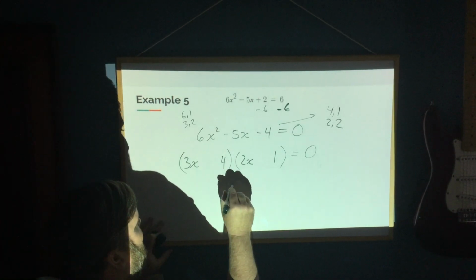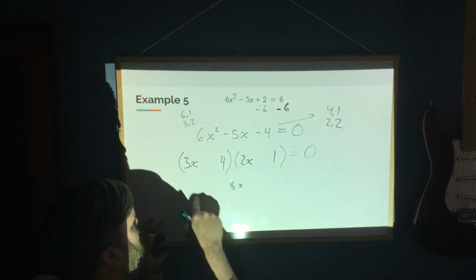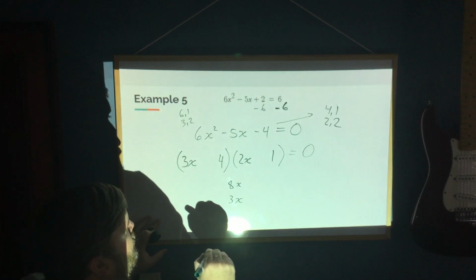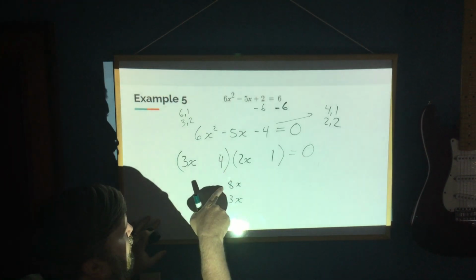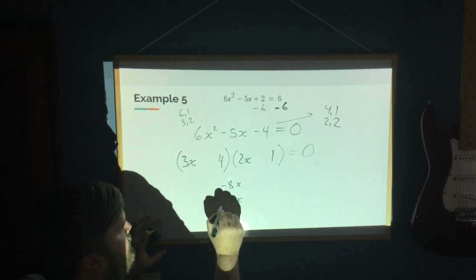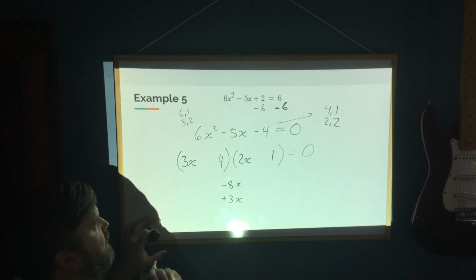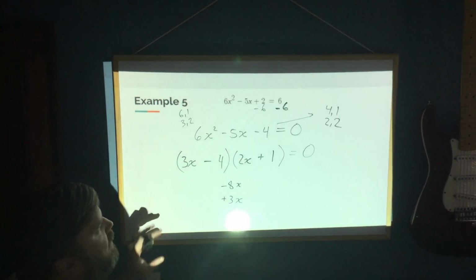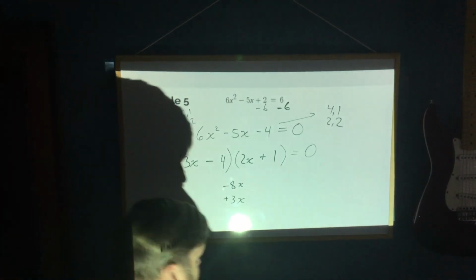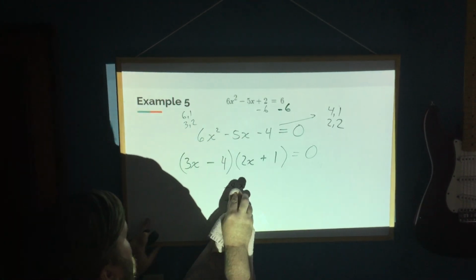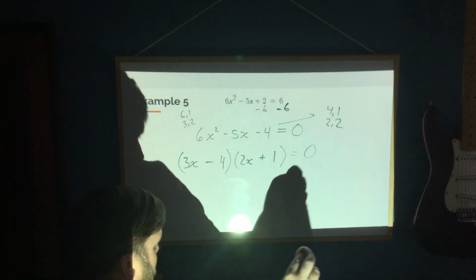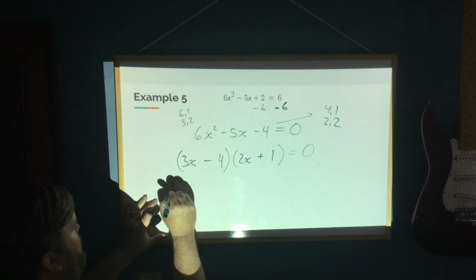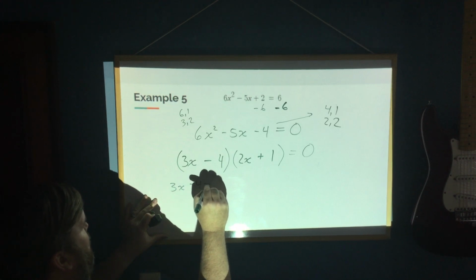Multiply the inside, that's 8x. Multiply the outside, that's 3x. The different signs, we need the bigger number to be negative, and this number will be positive. So that means the negative needs to go there, and the positive needs to go there. So we have 3x minus 4 and 2x plus 1. Those are our two quantities. So set them equal to 0 and solve.